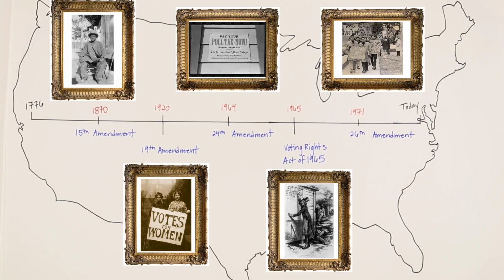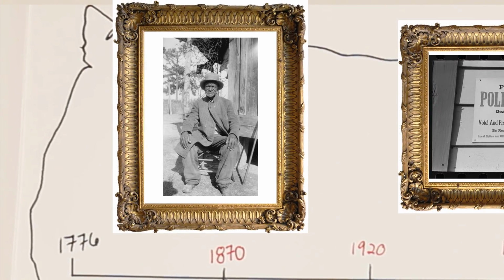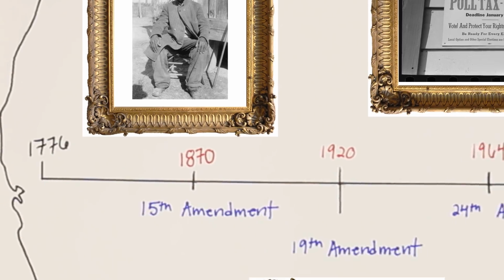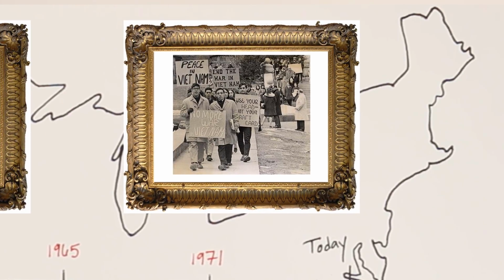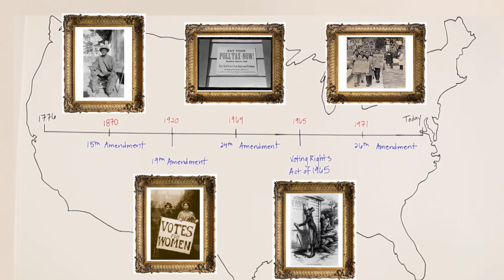The road to our current voting rights was a long one, paved by the efforts of Americans of different races, genders, and age groups. The efforts of these individuals secured the rights to suffrage Americans enjoy today.